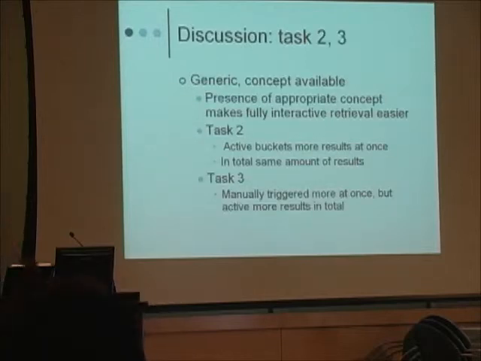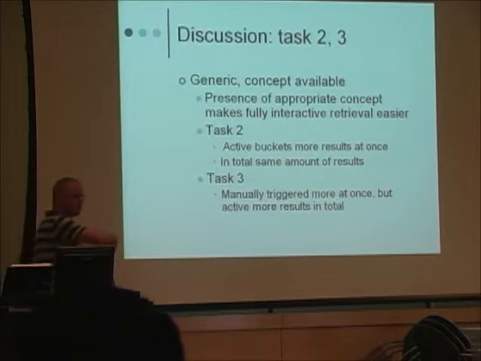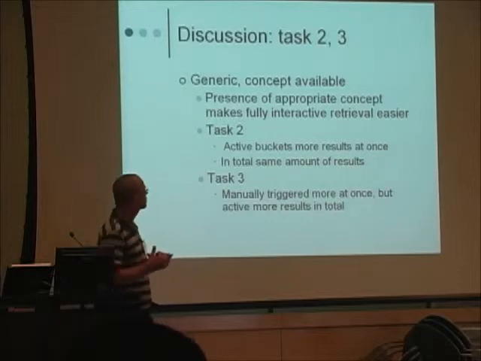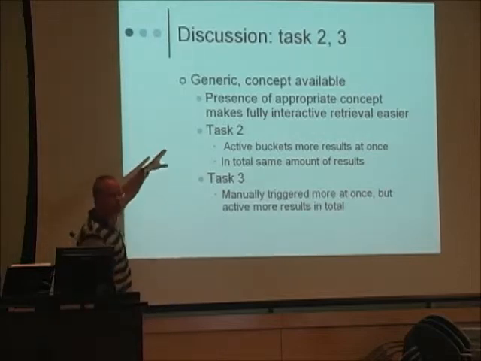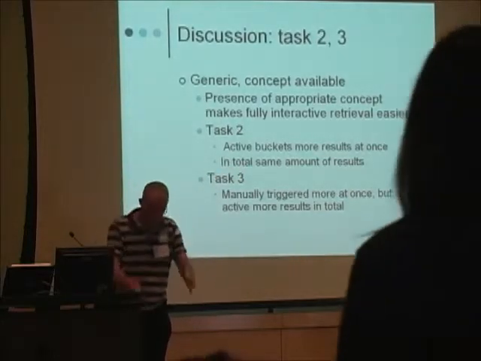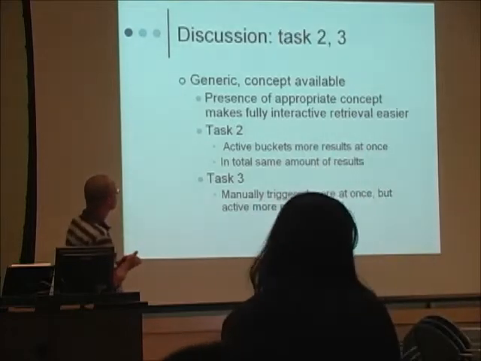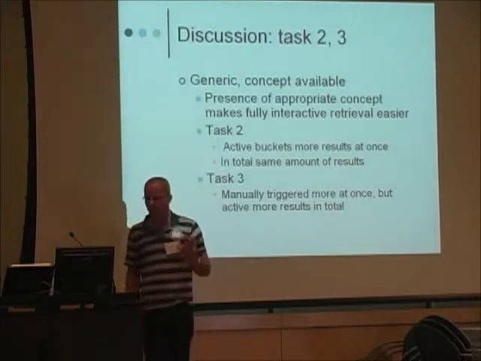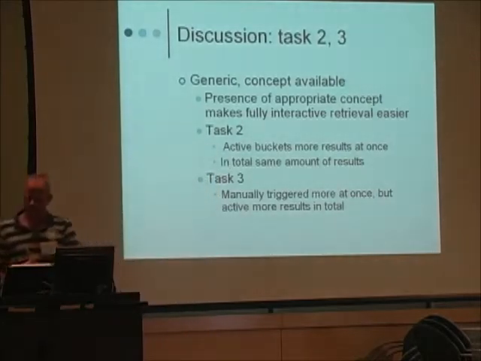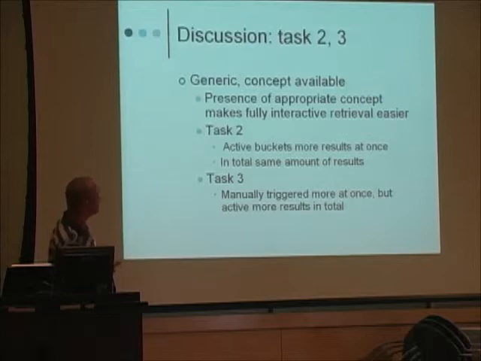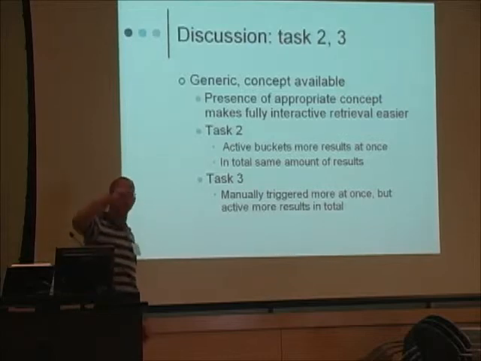If you look at the second and the third task, those elements were visually very diverse, but there was at least a concept available to start with. That makes the interactive retrieval easier. Just find the right concept, go through the list. That works quite well. So for the second task, active buckets had more results at once, but in total they kind of gave the same results. So the final result was similar to manual interactive, but there were larger hits.